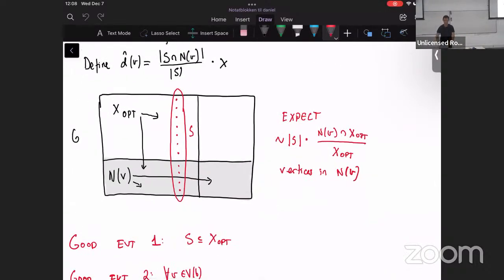Okay, now let's do this analysis carefully. X and X opt are all the same thing. Well, okay, little x is the size of X opt, which I know. The thing is, I don't know X opt, but I know x, and x is the size of X opt. But you can really just think of them all as the same thing.